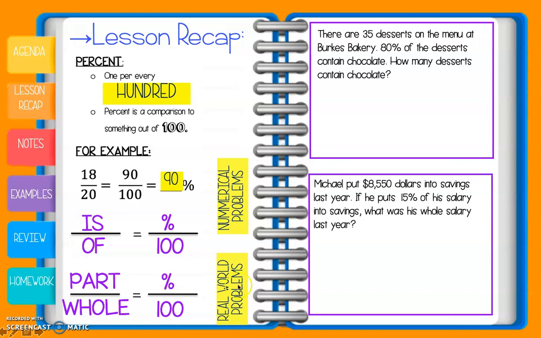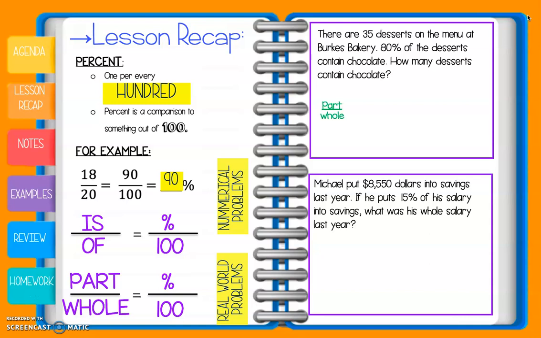We're going to use those for real world problems where we can pick out the part, where we can pick out the whole, and we're going to set those equal to a percent over 100. So let's look at some examples. For example, there are 35 desserts on the menu at Burke's Bakery. 80% of the desserts contain chocolate. How many desserts contain chocolate? So we're looking for 80% of 35, and this is a real world problem.